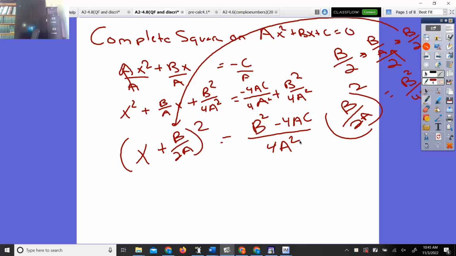Now we have something squared and only something squared equal to something. Now you take the square root. You've got to have one thing squared on the left before you can worry about a square root. That's what we have. What is the square root of x plus b over 2a, squared? Of course it is. Square root cancels a square.